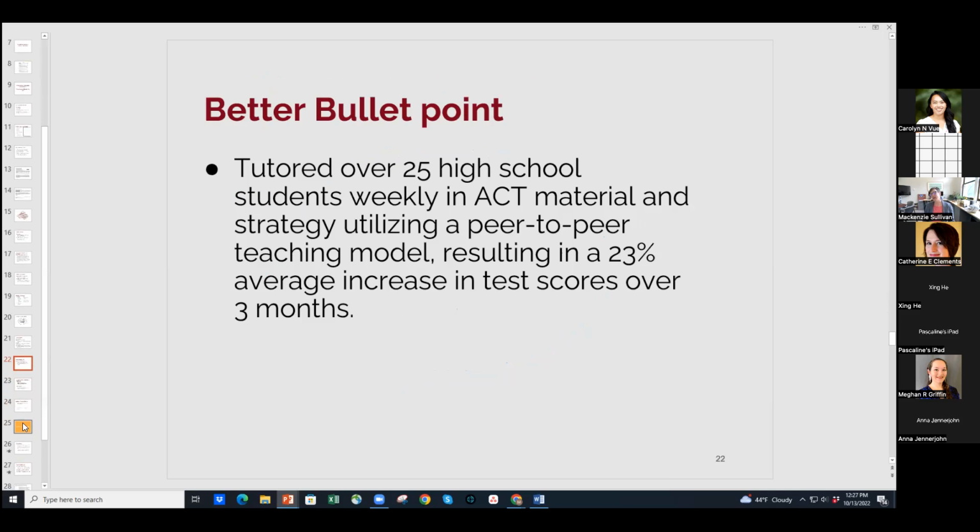And so a better bullet point can look something like, tutored over 25 high school students weekly in ACT materials by utilizing a peer-to-peer teaching model. That's some detail that's really important. I want to know, how did you do that? And this resulted in a 23% average increase. That's the part where sometimes people are like, I don't know if I have a 23. But if you know that, you can put it in there. It is okay to say, if you have a decent idea, like, I'm pretty sure it increased it by about 25%, you can say about. You don't have to have an exact number. And if you don't have a number, you leave it off.